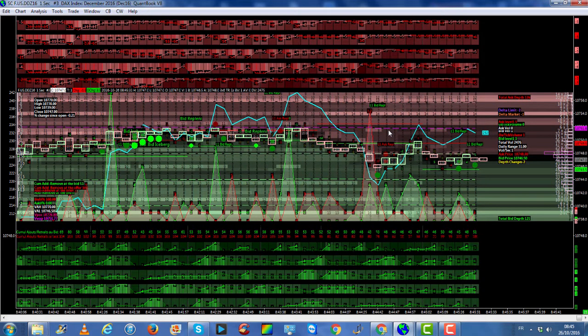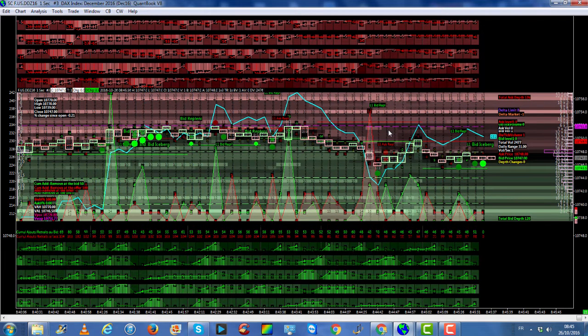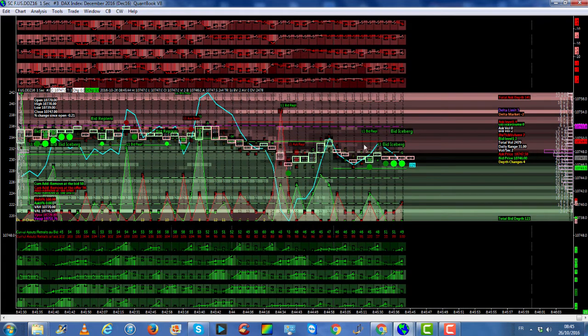So when the blue inventory line is going up, it simply means that there are more bought contracts than sold contracts. And when you see the blue line going down, it's just that you have more sold contracts than bought contracts.